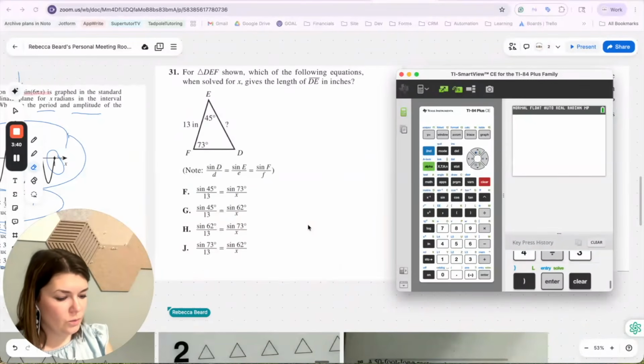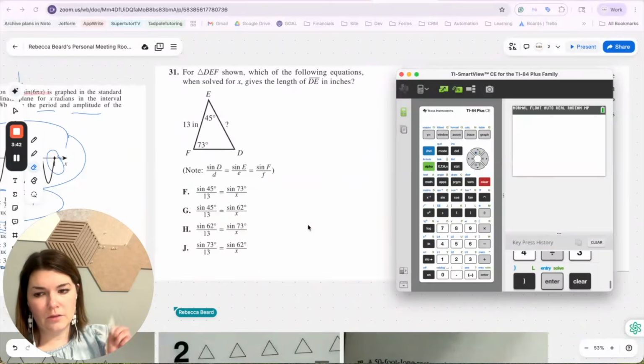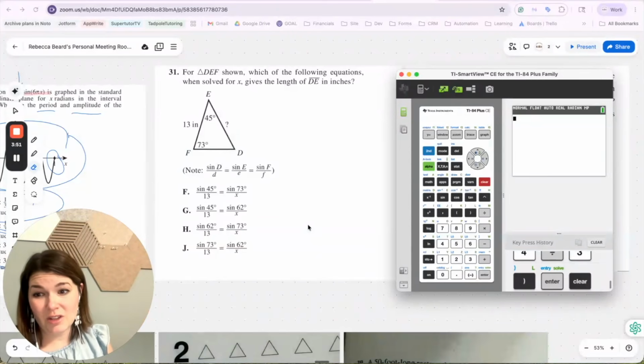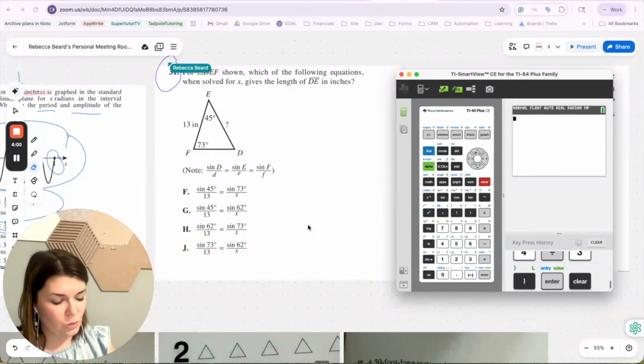Okay, so this one was on the April 2026 ACT. This is one people were talking to me about, and they were really stressed about. I liked this one because they actually give you a lot of the information. You may not be familiar with the formula, and that's okay because they typically don't expect you to memorize this formula. So on number 31, for DEF shown, which of the following equations, when solved for x, gives the length of DE in inches?